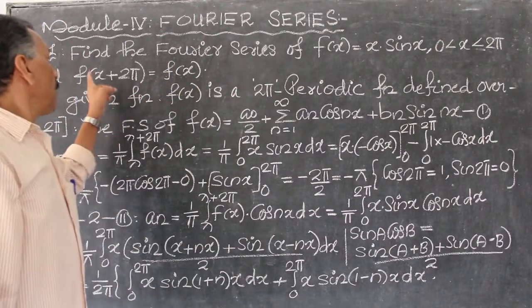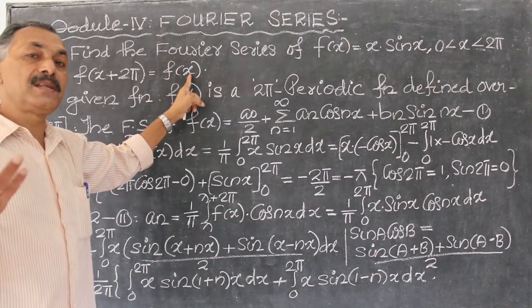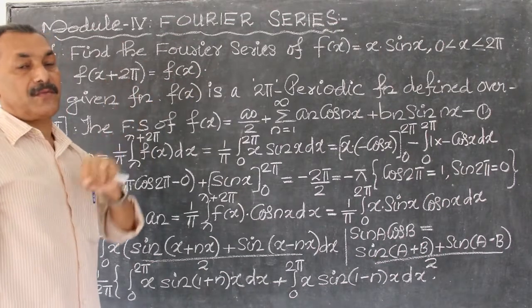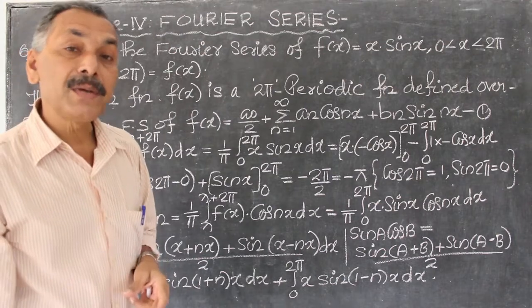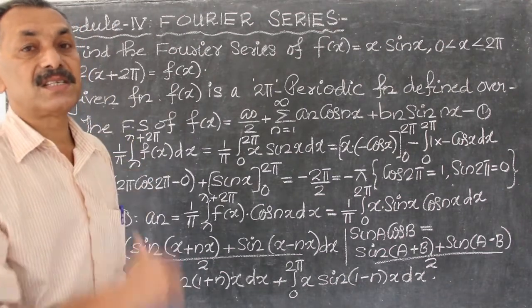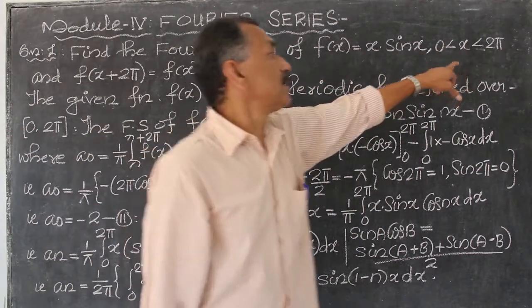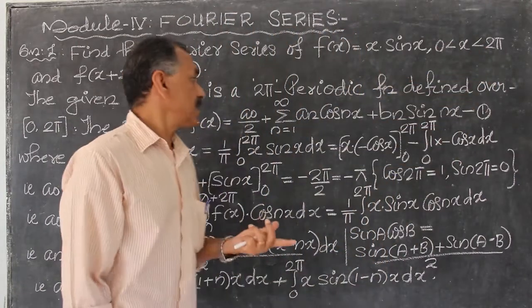Since f of x plus T is equal to f of x, the function is periodic with period T. Given f of x plus 2 pi is equal to f of x, that means the given function is periodic with the period 2 pi. Then which is the interval in which this function is defined? The function is defined in the interval 0 to 2 pi.